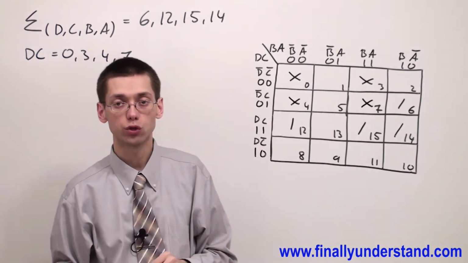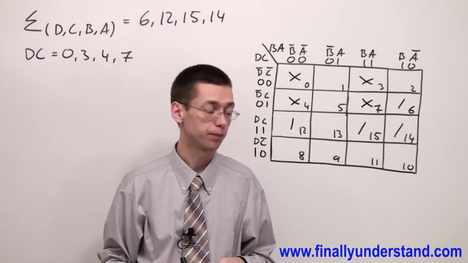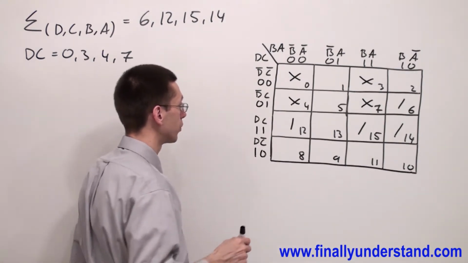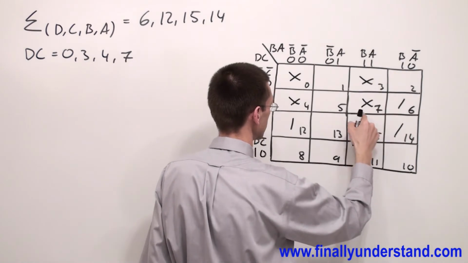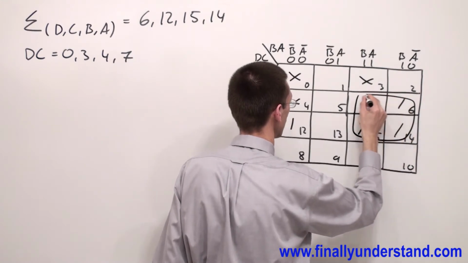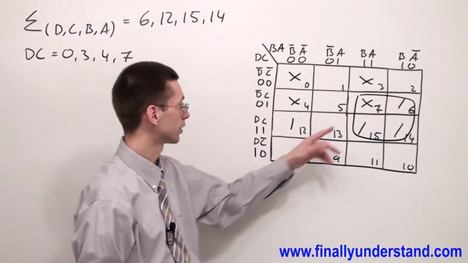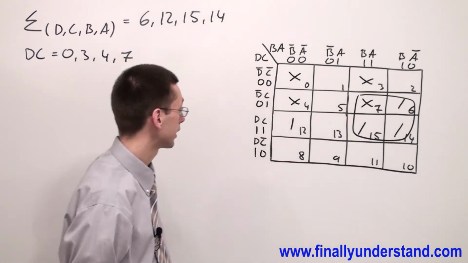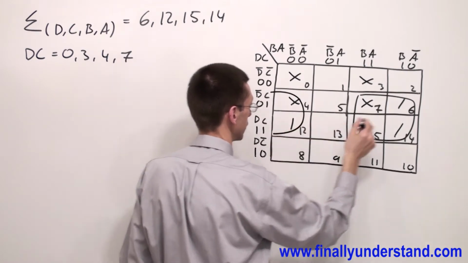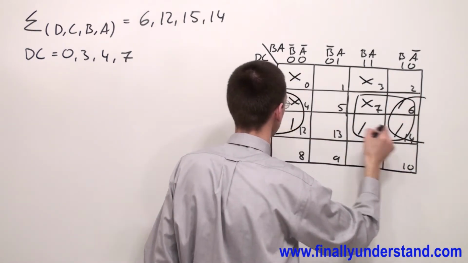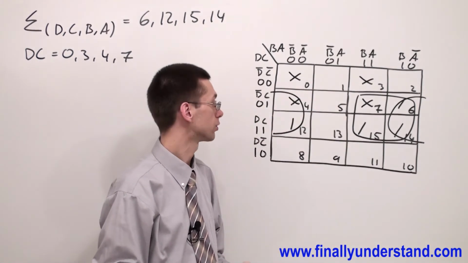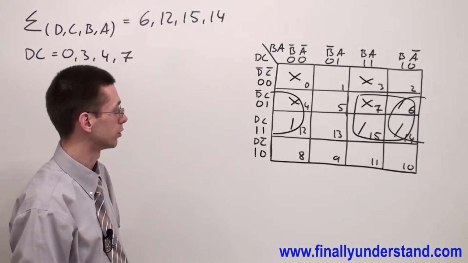Remember, we use don't cares only when we need them. Check how many of them we are going to use. I can create the group of 4 cells, including this don't care over here. One group. So this don't care is very useful for me. And I can have another group of 4 cells. This one. So this don't care is very useful for me. These two are not useful, so that's why I'm going to ignore them.